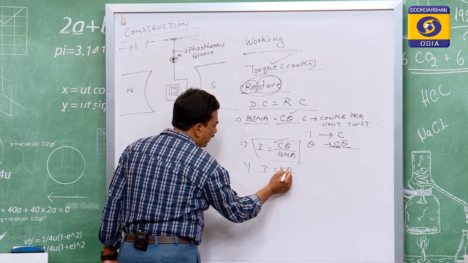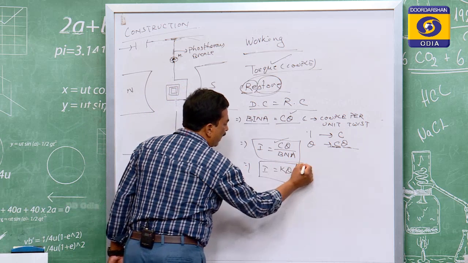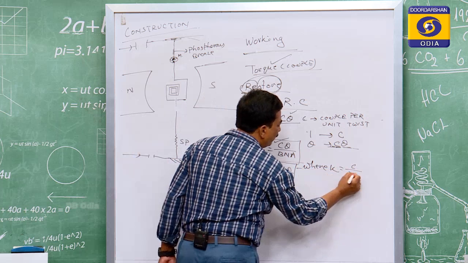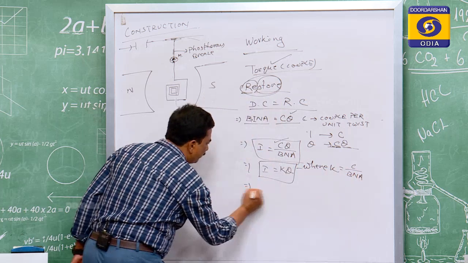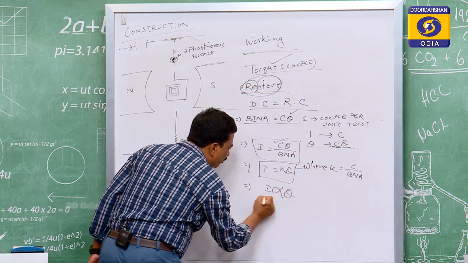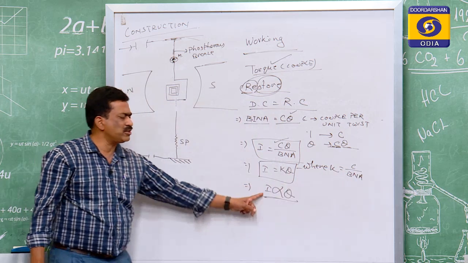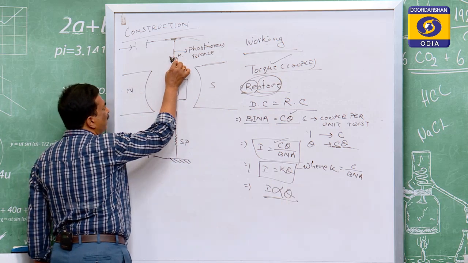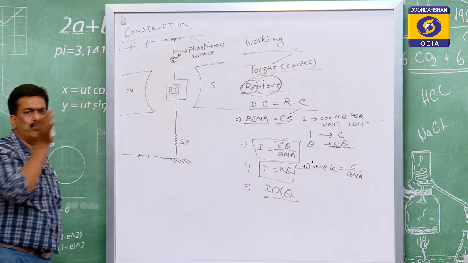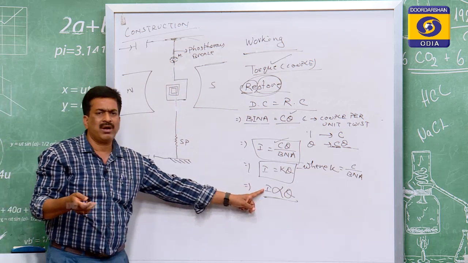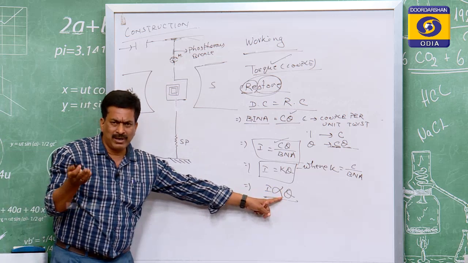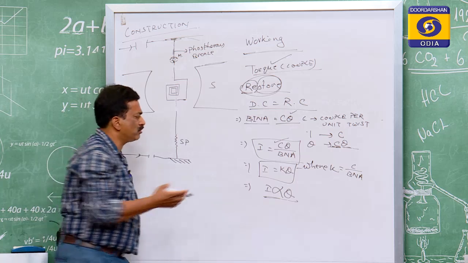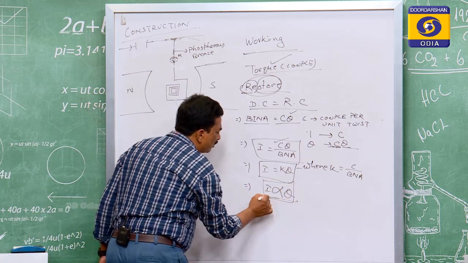So I is equal to K theta, where K is equal to C by BNA. This implies I is proportional to theta. I means current, theta means deflection. So on this mirror arrangement, if the deflection is more, then we say that more current is there. If there is less deflection, then less current is flowing. So I is proportional to theta.